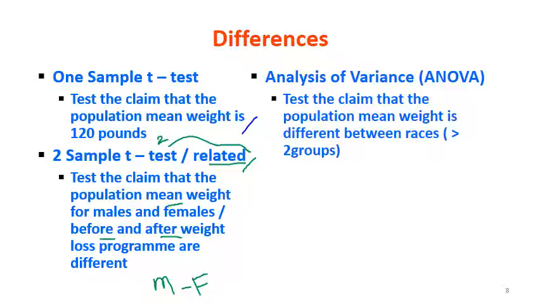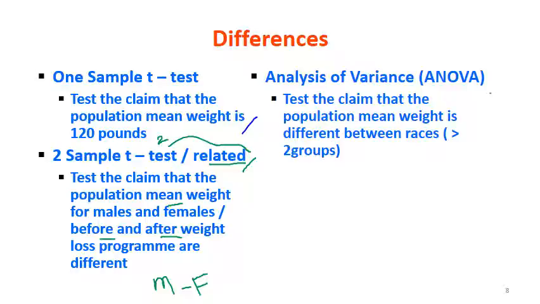So it is very important to understand when to use two sample t-tests and when to use related sample t-tests. In two sample t-tests, there are always two independent populations, whereas in related samples, there's only one population, but we take the data twice from each of the participants.